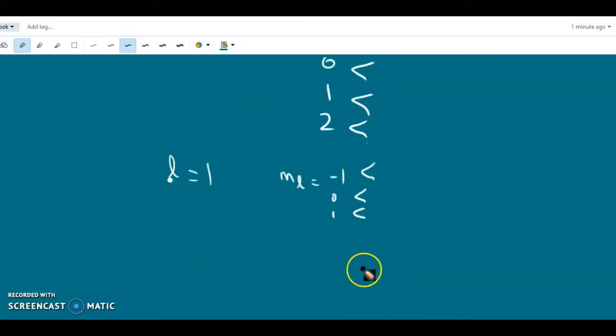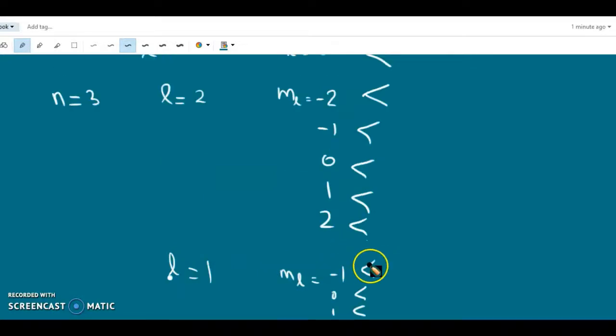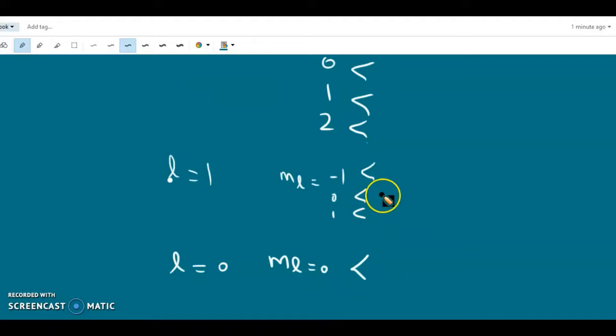അതുപോലെ L0 ആവാം. L0 ആവുമ്പോൾ MLന് 0 ആവാം. ഇപ്പോഴും 2 MS വാല്യൂസ് പോസിബിൾ ആണ്. അപ്പോൾ നോക്കിക്കേ, 2, 4, 6, 8, 10, 12, 14, 16, 18. So when n equal to 3, there are 18 quantum states having same energy. So the degree of degeneracy when n equal to 3 is 18.